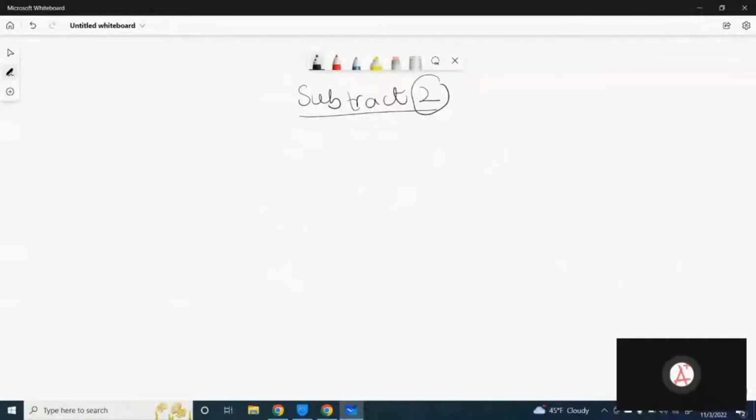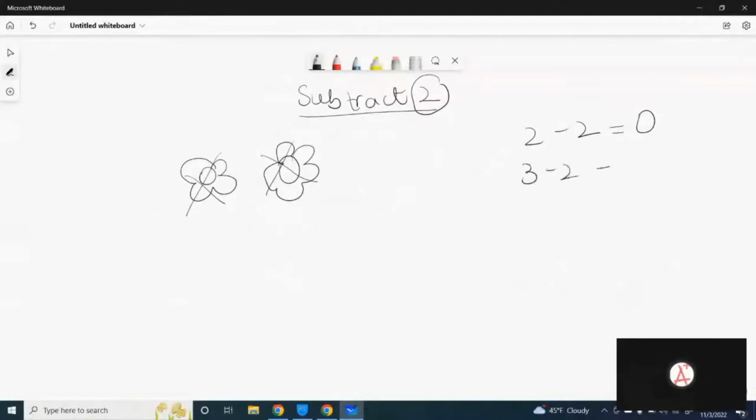Let's start from 2. So 2 subtract 2 is, you have two of the flowers. You gave both the flowers to your mom. How many flowers are you left with? You are left with 0. Got it? That's how you subtract 2 out of 2. Got it? Then you have to subtract 2 out of 3.